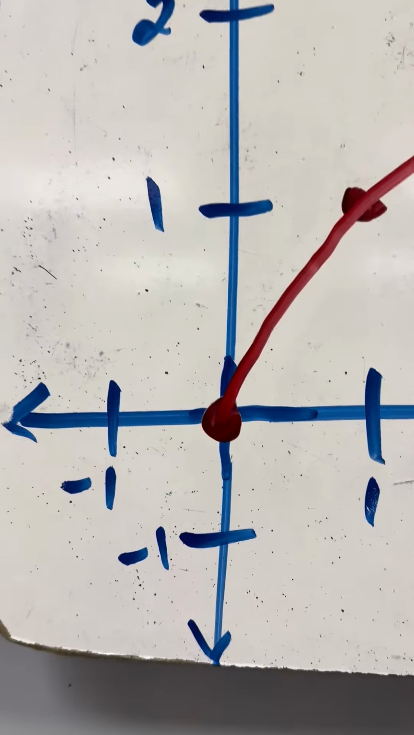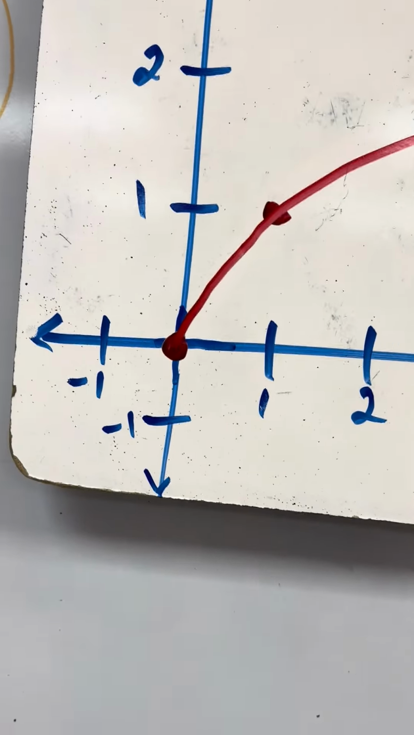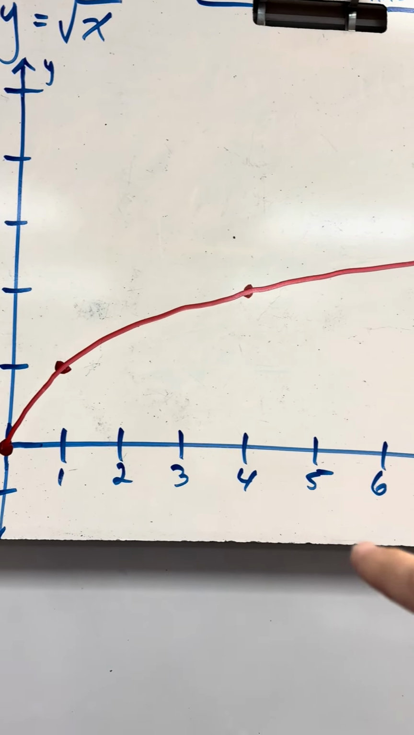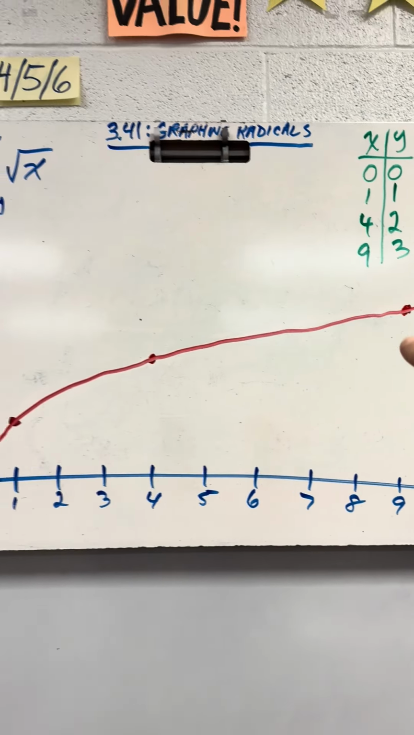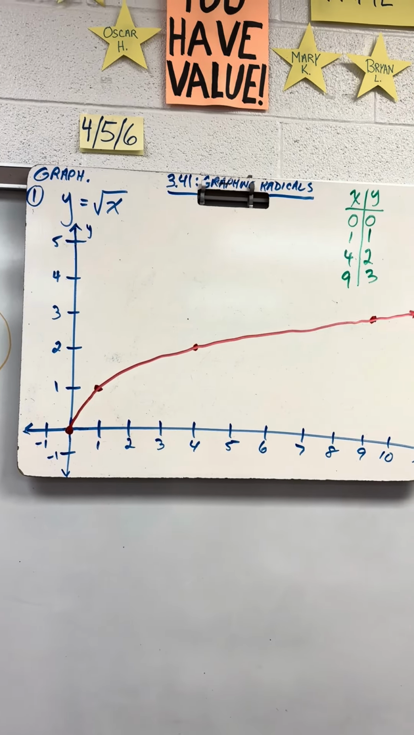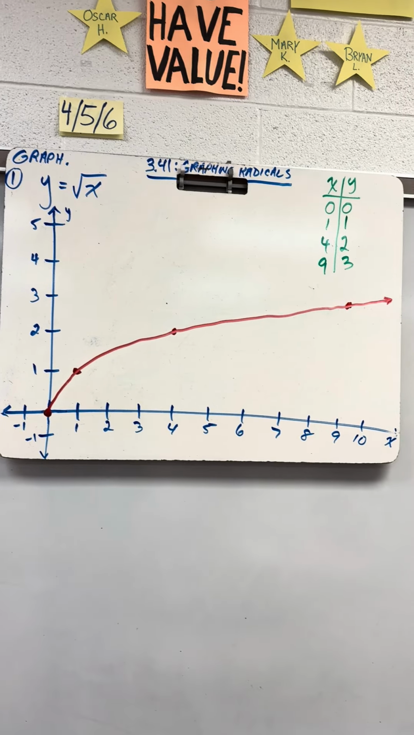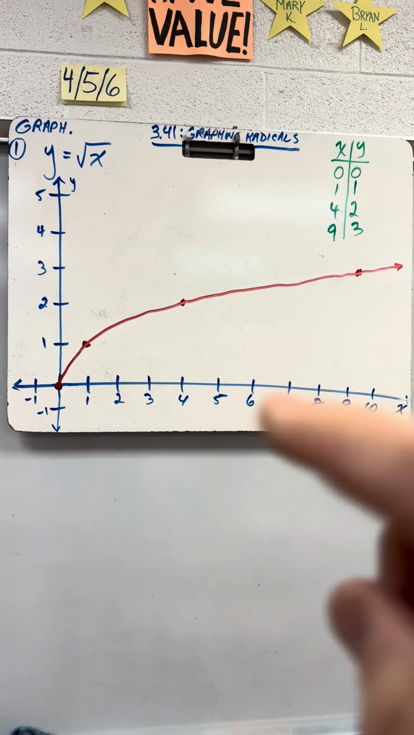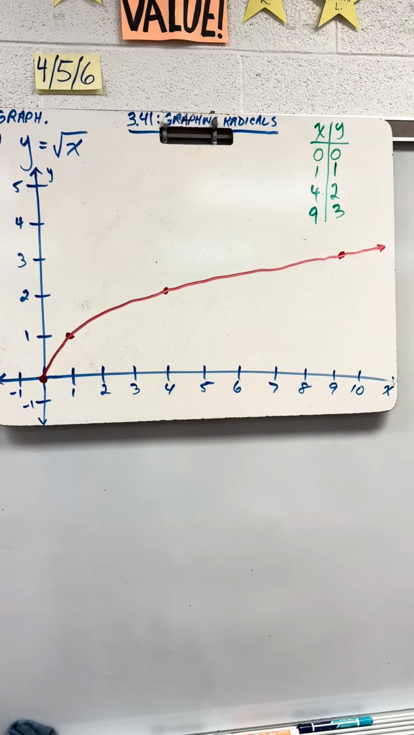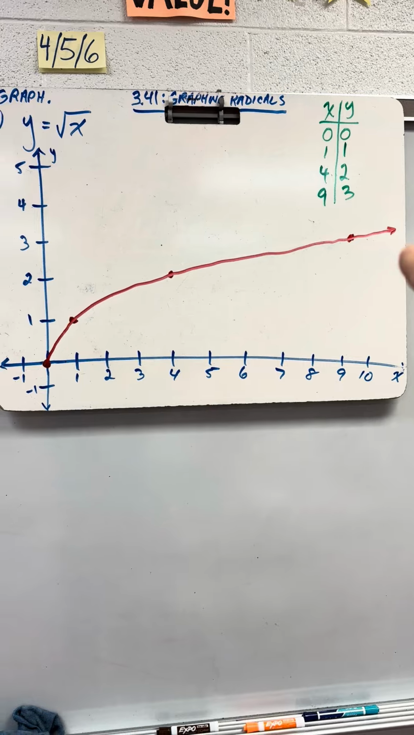So we start with (0, 0), and then (1, 1), and then (4, 2), and then (9, 3). And this is the graph of y equals the square root of x. All square root graphs will look like this, with this little curve at the beginning, and it goes on forever. There's an arrow at the end.